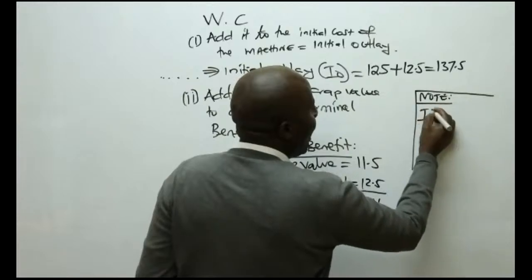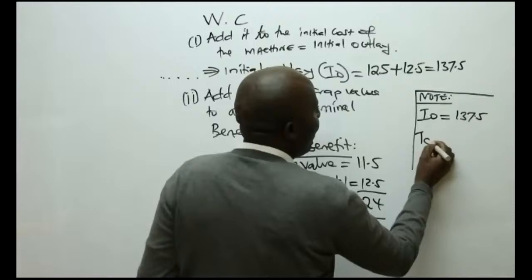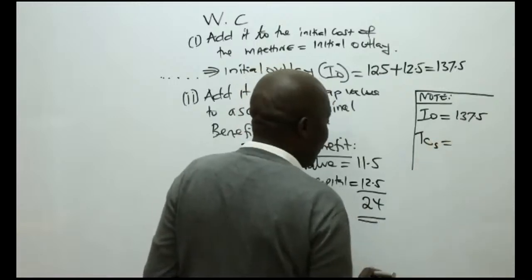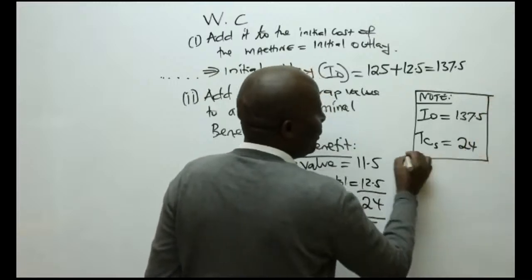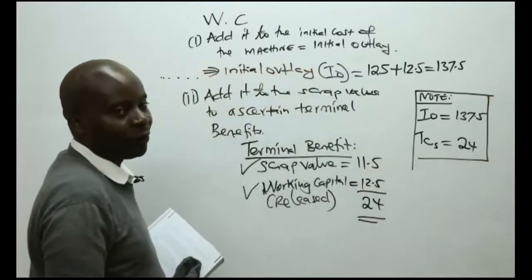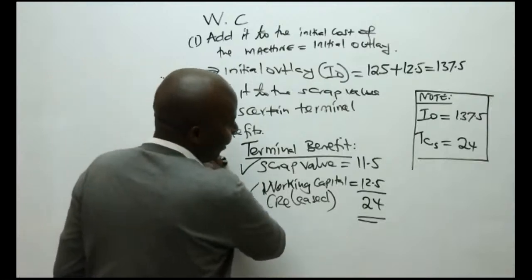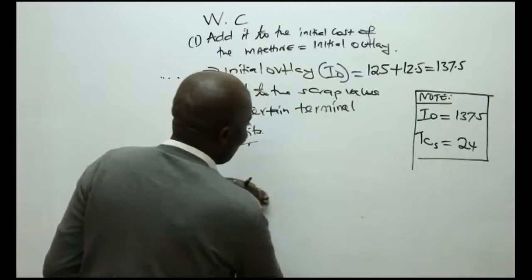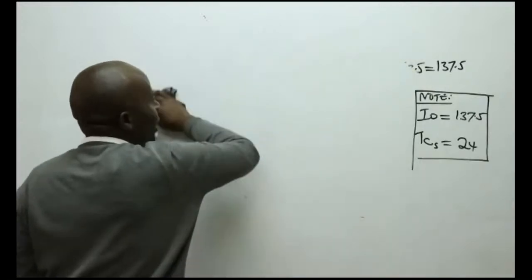I know IO is 137.5, and I know my terminal cash flows. My terminal cash flows, ladies and gentlemen, are 24. I hope that is okay with you. My terminal cash flows amount to 24. Now let us look for the operational cash flows. So operational cash flows, what do we have over there?